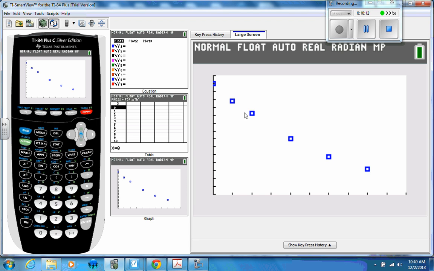Okay, so you know it's a decreasing function. It almost looks linear, but it is an exponential growth, or pardon me, decay, because it will start to peter off.